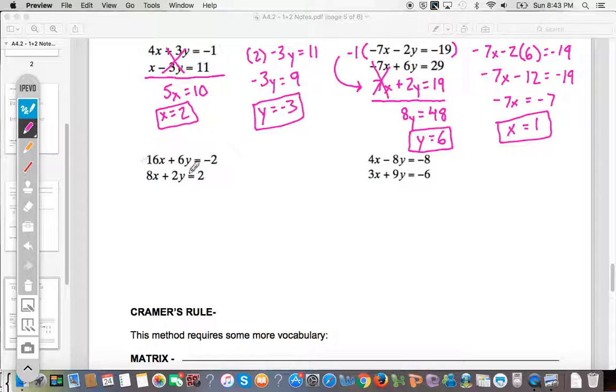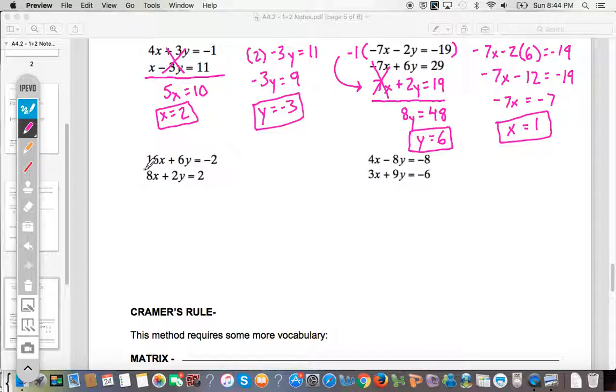Okay, let's move down to these ones right here. So first off, I need to pick a variable. I have 16x and 8x. If this down here were a negative 16x, that would cancel. And I have 6y and 2y. If this were negative 6y, this would cancel. So it doesn't really matter which one we pick.